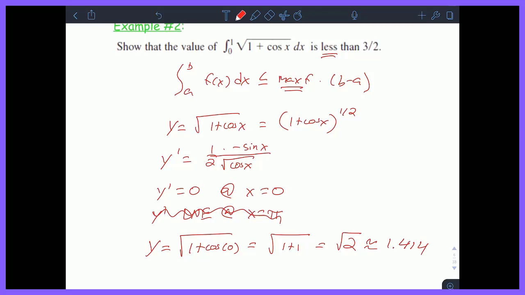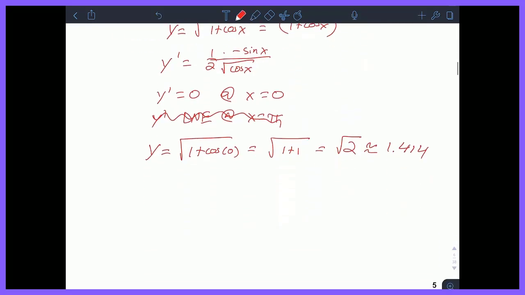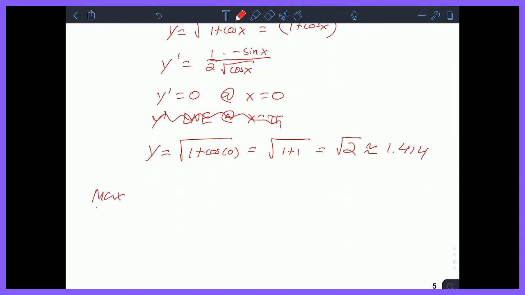Well, I'm trying to prove the integral is less than 3/2. But I know the maximum of the integral from 0 to 1 of the curve, 1 plus cosine x dx, is the maximum value, which is the square root of 2, times b minus a, which is equal to the square root of 2.